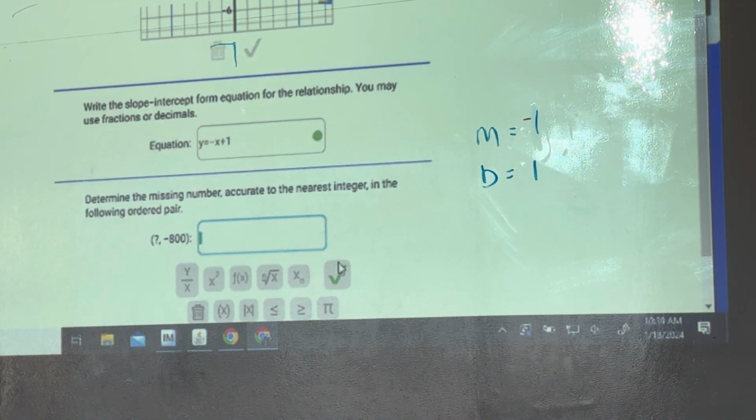And determine to the nearest integer. What does the integer mean? Nearest integer. What does integer mean?